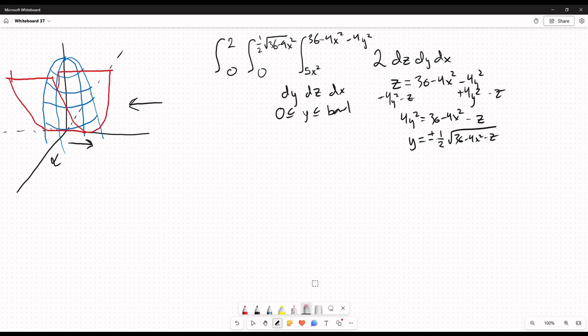So this bowl here is just going to be the positive part of the bowl. It's just going to be the positive half of this. So 1/2 square root of 36 minus 4x squared minus z. Okay. Now, I just did my inequality in terms of y. Now I want to smush along the y-axis. So smush down the y-axis.